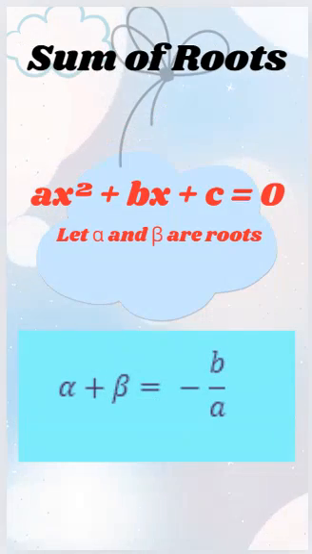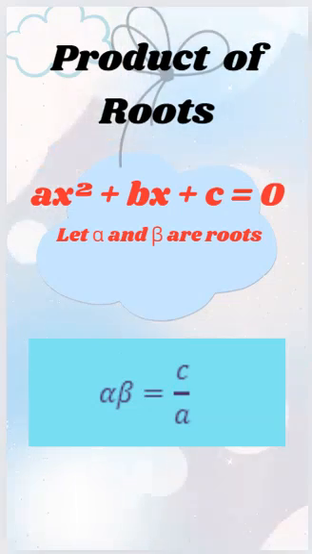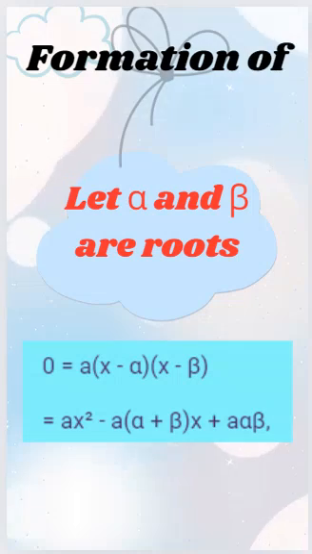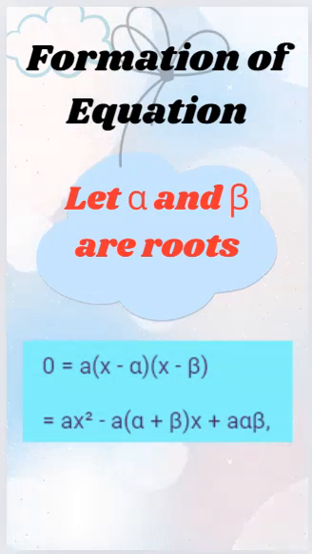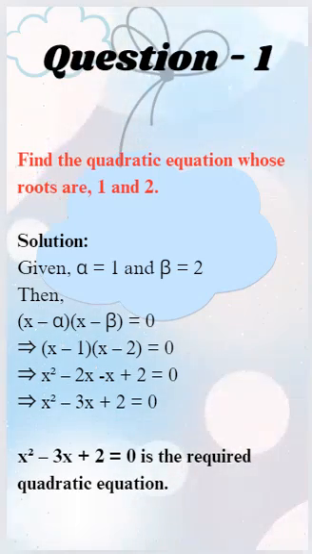If alpha and beta are the roots of the quadratic equation ax square plus bx plus c equal to 0, then the sum of roots is equal to minus b by a, and the product of roots is equal to c by a. These relationships are very useful in solving problems where the quadratic equation is not given. A quadratic equation can be formed if roots are given by using the standard formula x minus alpha into x minus beta. Now we shall solve some questions on quadratic equations. The first question is to find the quadratic equation whose roots are 1 and 2.